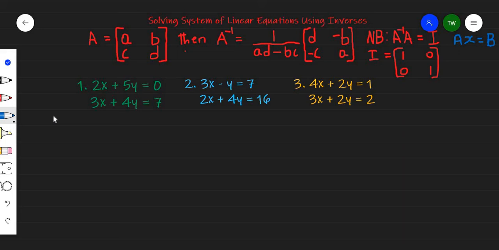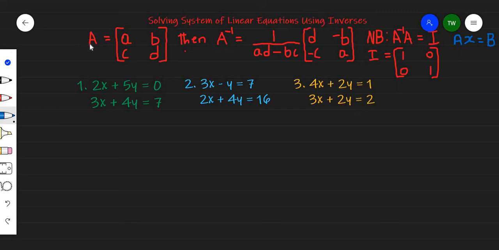Now what we're going to look at in this video is how we solve a pair of simultaneous equations by using the inverse. Alright, now let me just refresh your memory.